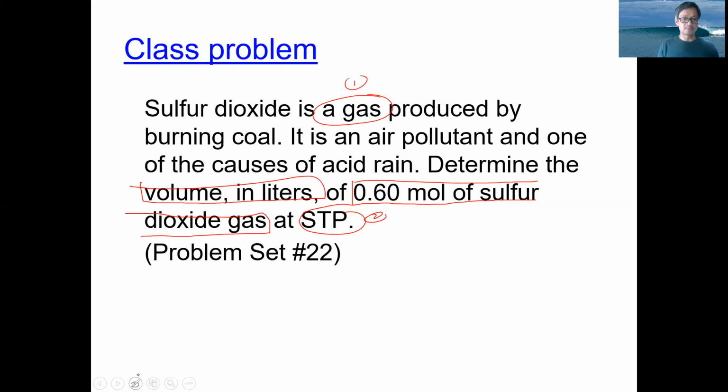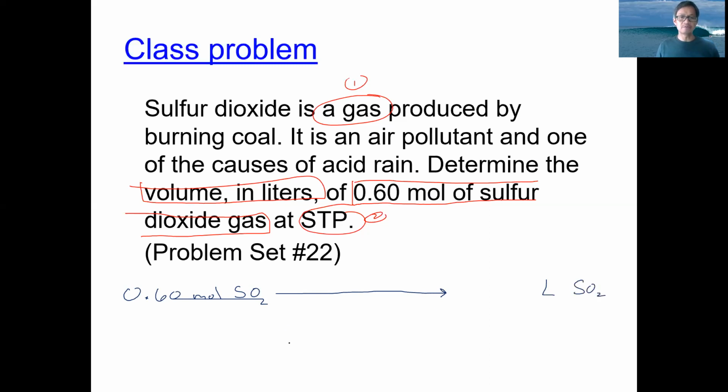So let's go ahead and work out this problem. Let me set it up for you. Our starting amount is 0.60 moles. So the unit we start out with is moles of sulfur dioxide. Now, in these problems, folks, since this is molar volume, the formula doesn't really matter that much, because the identity of the gas doesn't really matter, but do practice that though. Sulfur dioxide is SO2. We're going to solve for the liters of SO2.